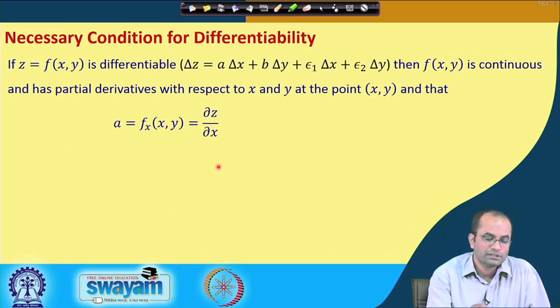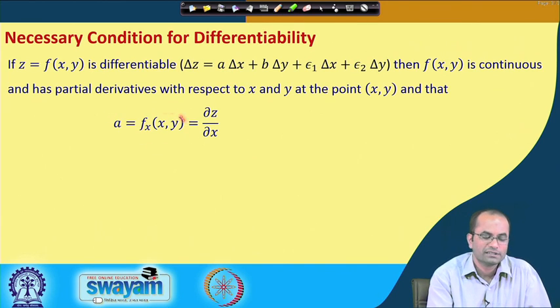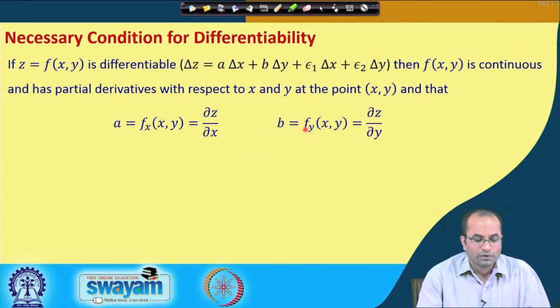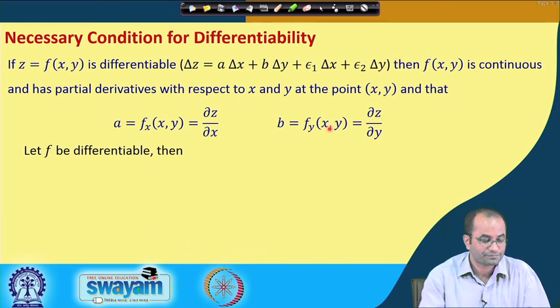Moreover, we will also see that this a here, which is a constant free from delta x and delta y, is nothing but the partial derivative of f with respect to x at that point, and this b here is nothing but the partial derivative of f with respect to y at that point.